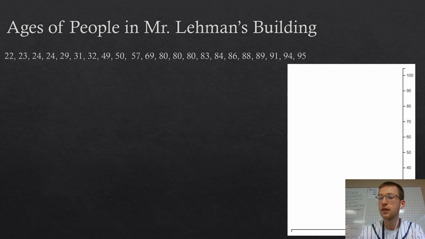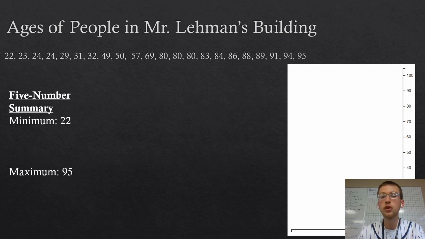Remember, we want our scale to go up by a consistent amount. So here, 10 is a pretty good bet. That's a really easy number to work with. So we go from 0 up to 100. Then what you want to do is start by finding your 5-number summary.